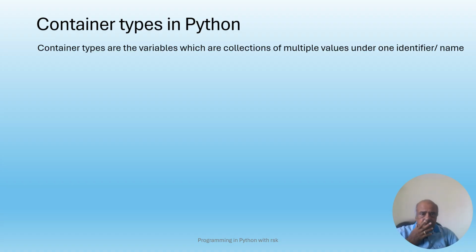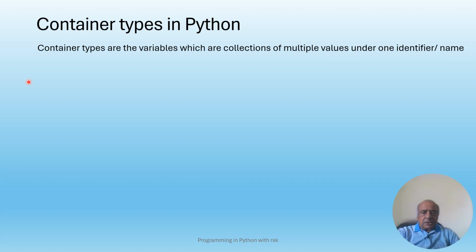Container types in Python are the variables which are collections of multiple values under one identifier name. So it is a collection of what? Collection of multiple values, and all that collection or all the values are wrapped up under one identifier. It can be a string, it can be a tuple, and all those other collections which we will see later on.